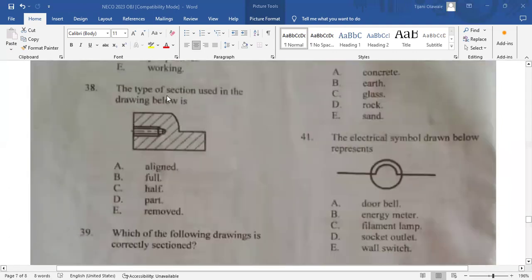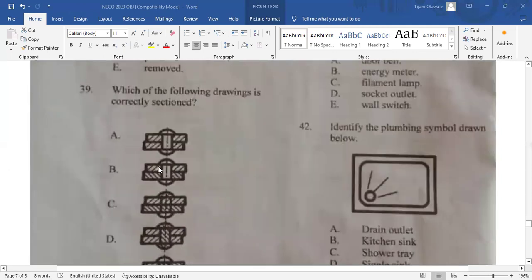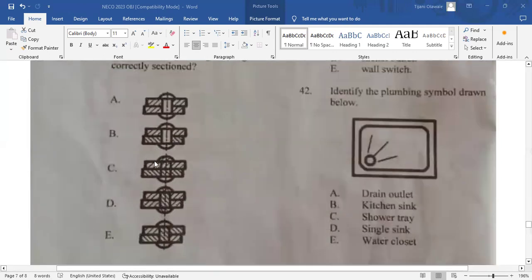Question 38, the type of section used in the drawing below is an aligned section. Aligned section, that is option A, the answer. Then question 39, which of the following drawings is correctly sectioned? So the answer is option B. Look at all other options. So the answer here is option B, as we have here.